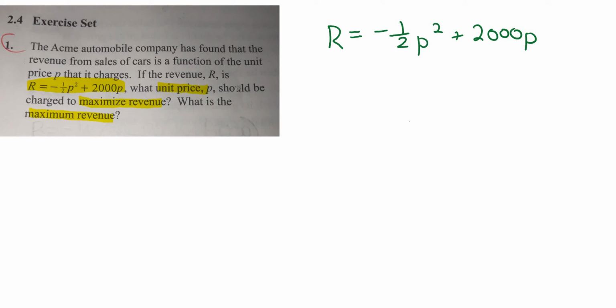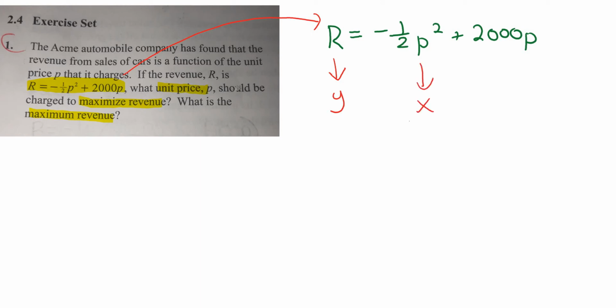Okay, so what I did was I just kind of rewrote the equation here on the side, and you need to recognize that this is a quadratic. And one more thing that you need to recognize is that the revenue is really the y variable and the p is really the x variable.